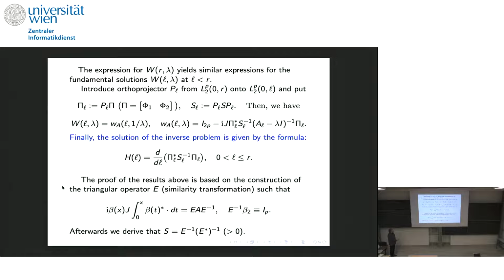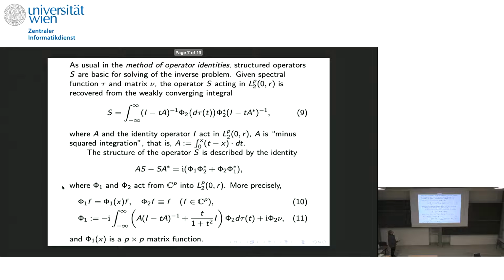The proof of the results above is based on the construction of the triangular operator E, a similarity transformation, such that it is a similarity transformation of the operator A, which is a squared integration. I had to say that it was written, but I did not say. A is squared integration, where we have A. Yeah, here is A. Minus squared integration.